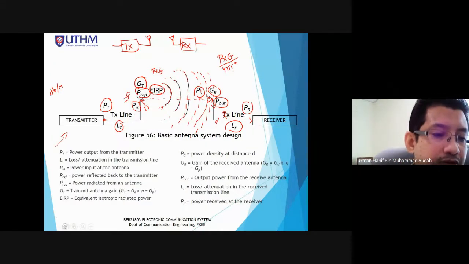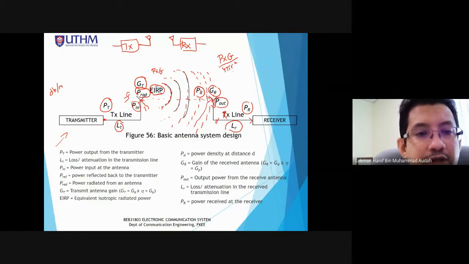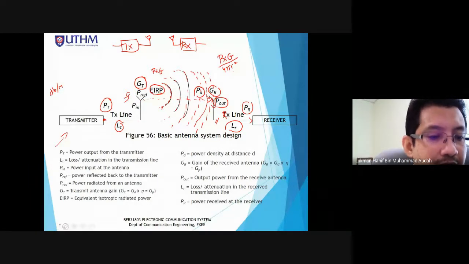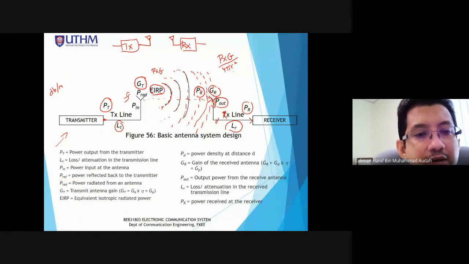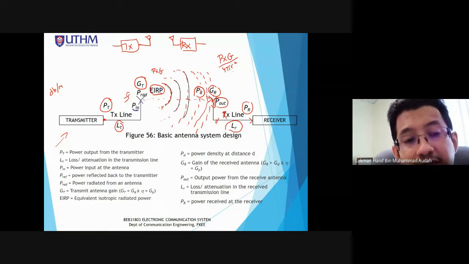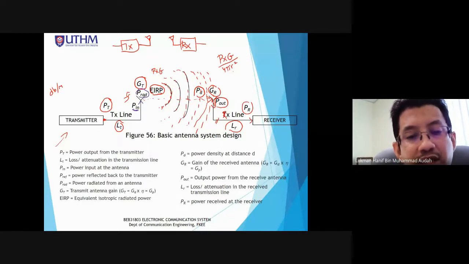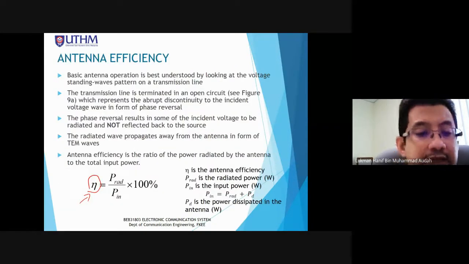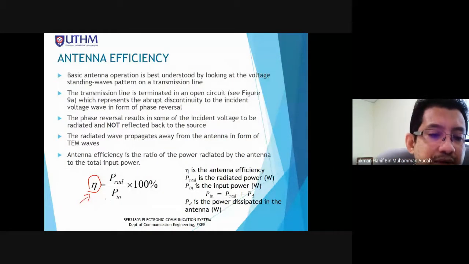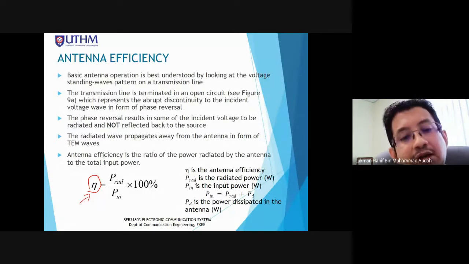Okay. So P input is the power supplied to the antenna. And P radiation is the power used to radiate the electromagnetic wave into the medium. Itu dia. Dan kita darabkan dengan 100. So kita dapat dalam sebutan percentage.